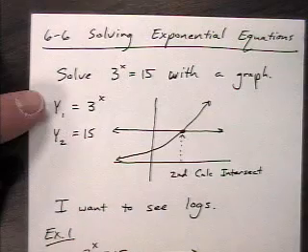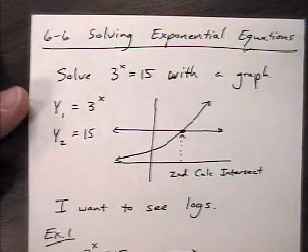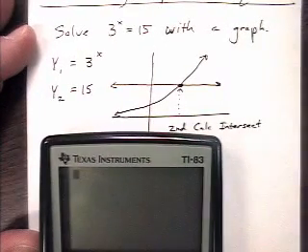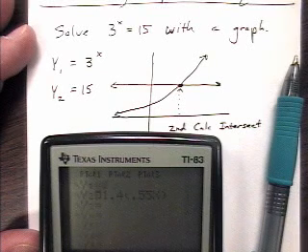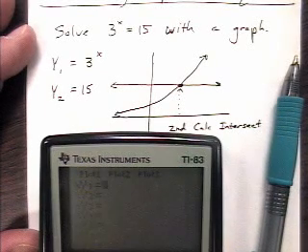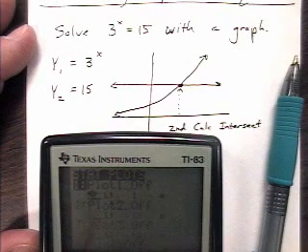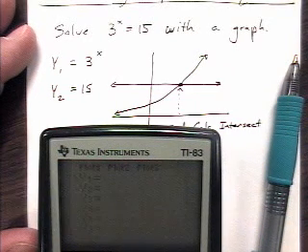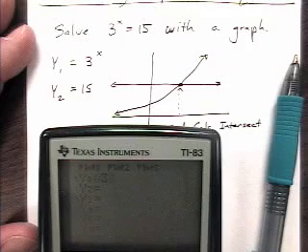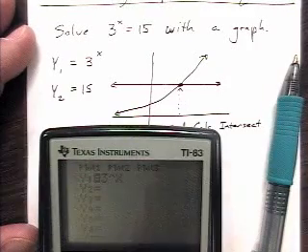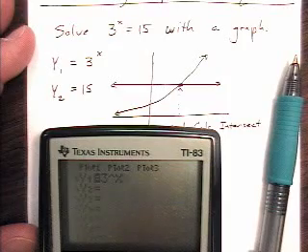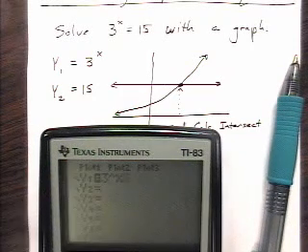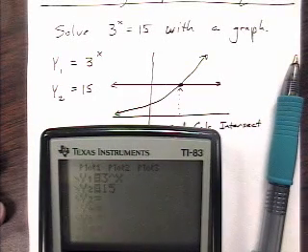We go under calculators, under y1 we type in 3 to the x, and under y2 we type in 15. Make sure there are no plots turned on. You don't want any of these plots turned on. If you need to, go into second stat and make sure they're all shut off. That's always good. Let's see, y equals, we've got 3 to the x power, and then the second one is 15.